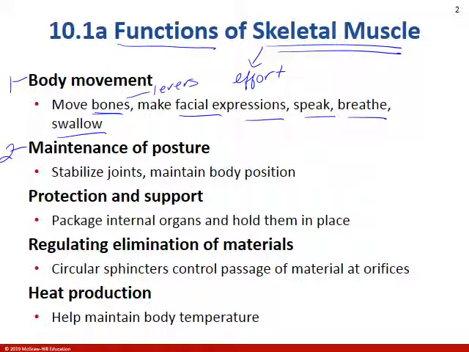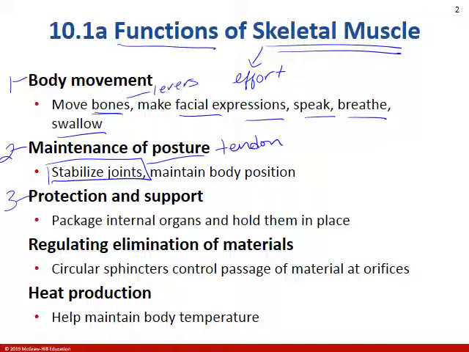2, the maintenance of posture. We talked a lot in arthrology about stabilizing joints. So specifically, we talked about tendons that actually help stabilize the joint by surrounding the outside or attaching directly to the joint capsule.